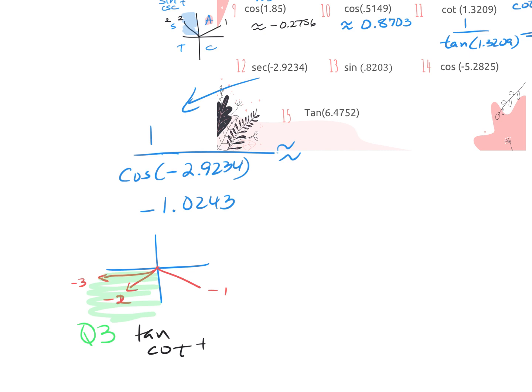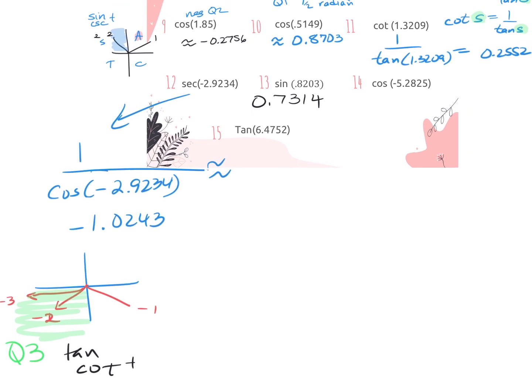Then number 13, there is a button for sine, so you're just going to push the sine button, 0.8203, and you should be getting 0.7314. Again, this is like 3/4 of a radian, or a little bit more than that. So it's in quadrant 1.